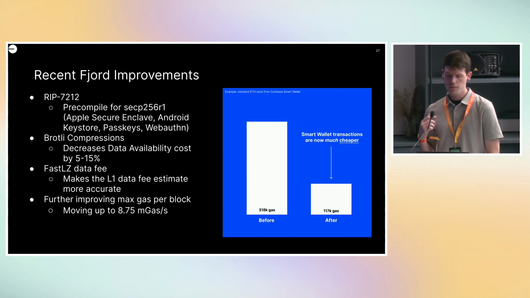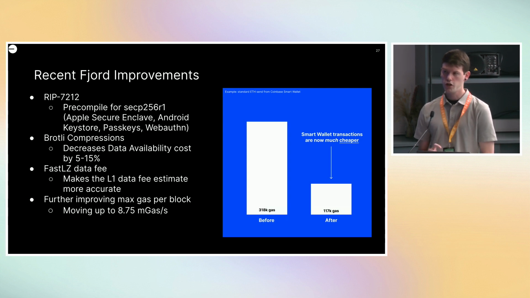And then lastly, something else that Base is doing is we're increasing our target gas per block. We're doing this not necessarily tied to a hard fork, but every 4 weeks or so we up that, and that just further reduces gas costs.